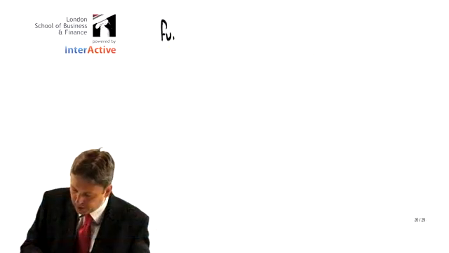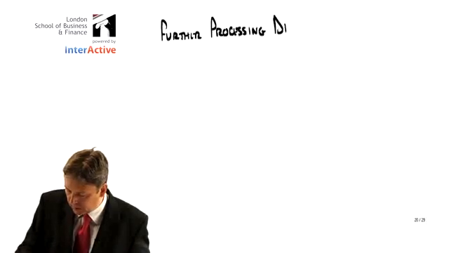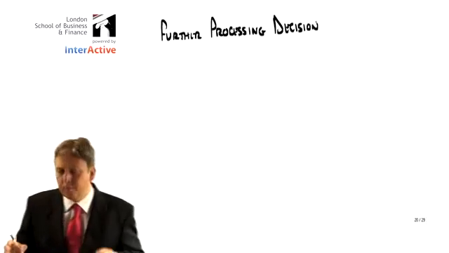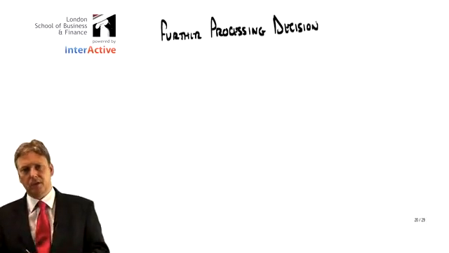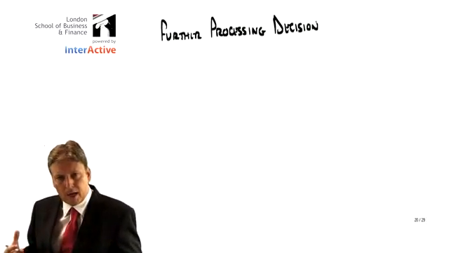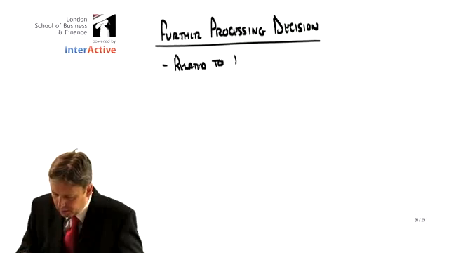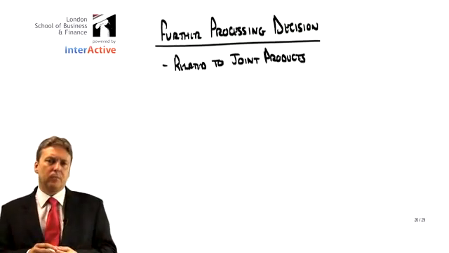Our next decision is something called the further processing decision. It doesn't have to be, but normally when we look at a further processing decision, it comes out of the back of our joint products and byproducts area. So it tends to be related to joint products.